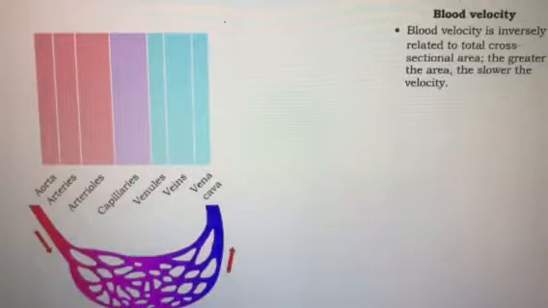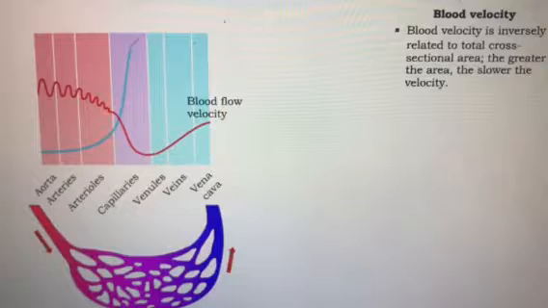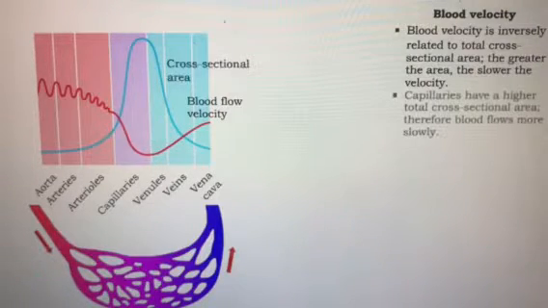Blood moves through vessels at a rate that is inversely related to total cross-sectional area. For example, capillaries, when all of them are added together, have a higher cross-sectional area than arteries and veins. Therefore, blood flows more slowly through capillaries.